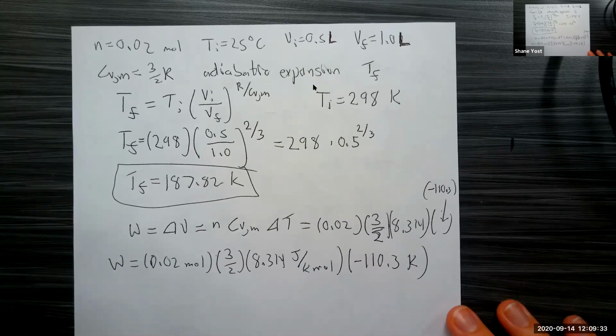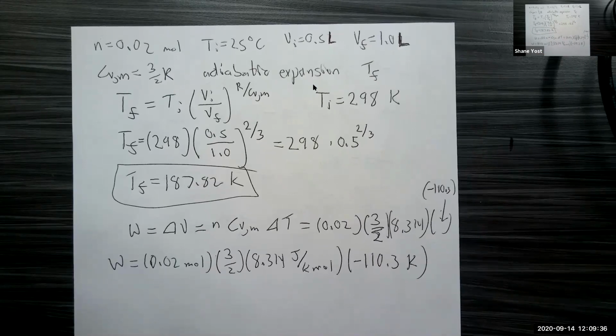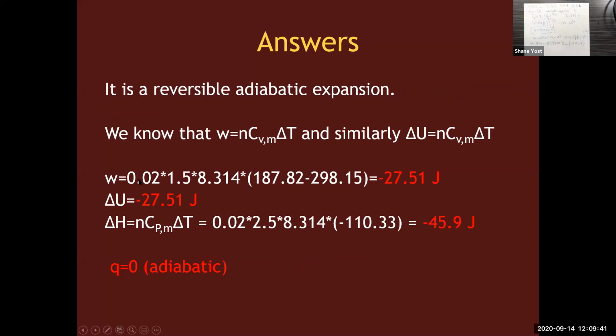And so plugging in those numbers, I'll go back to the slides here since I have the numbers. 0.02 times 1.5 times 8.314 times that change in temperature gives us minus 27.51 joules. So that is the work done, and also the change in internal energy. Now to get the enthalpy change, it's just the same equation that we use for the internal energy, just with the heat capacity at constant pressure, which is just 5 halves of R.